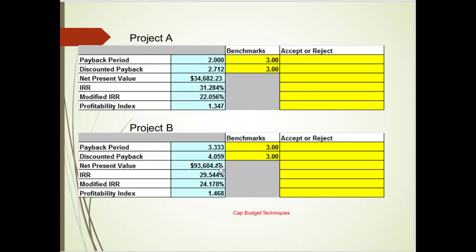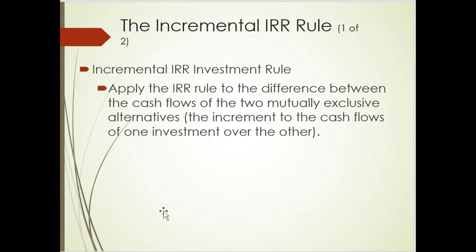So now we have what? Net present value says B, internal rate of return, or modified internal rate of return, says it's B, and likewise so does the profitability index. So at least we're getting no conflict with respect to those three discounted cash flow models, if you will, or capital budgeting models.